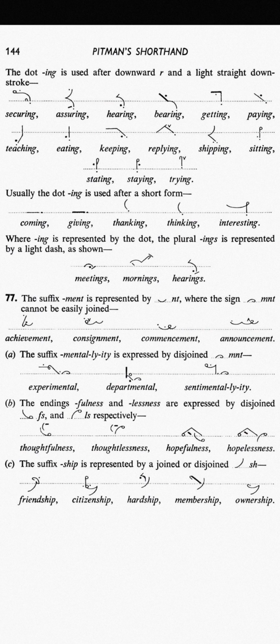Next is hearing. H tick, downward R is used here. Heavy dot on the third place of downward R before it. Light dot at the end of the word for suffix ing. Next is bearing. B on the line, downward R is used here. Heavy dot on the second place of B after it. Light dot at the end of the word for suffix ing. Next is getting.